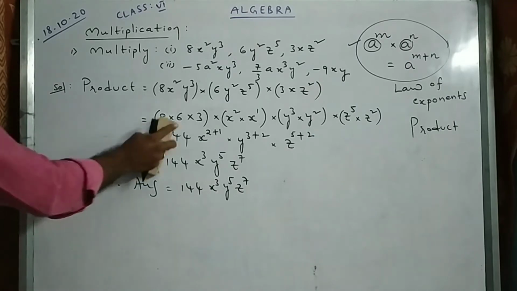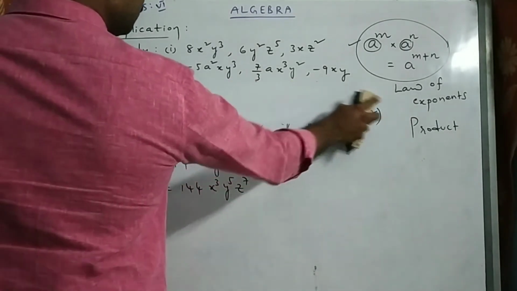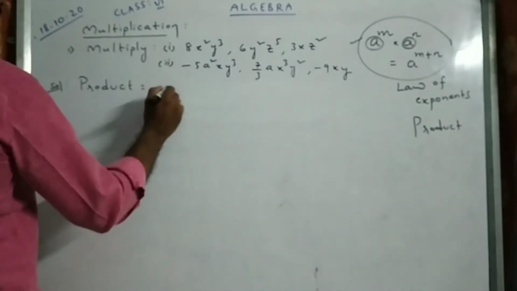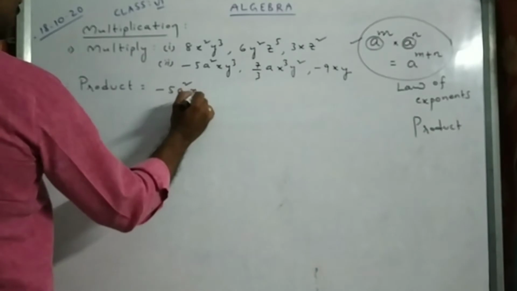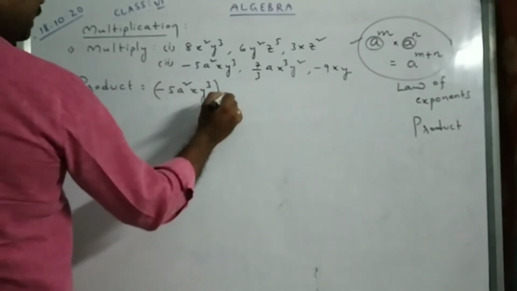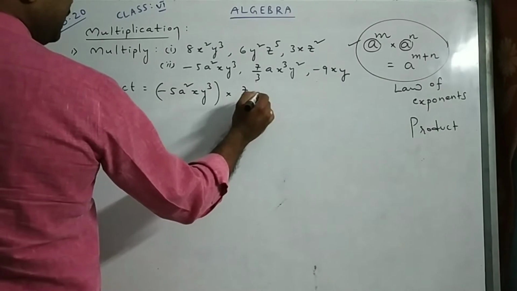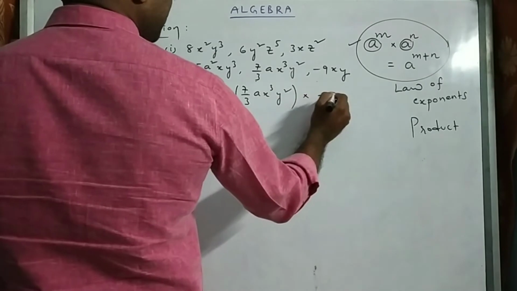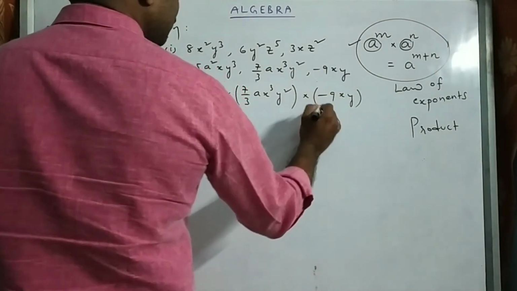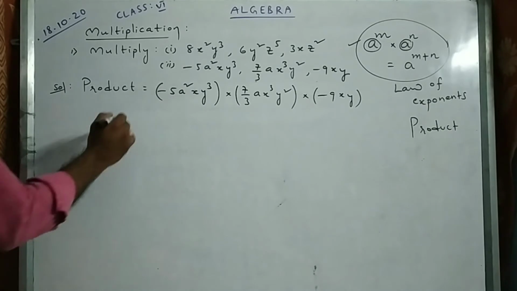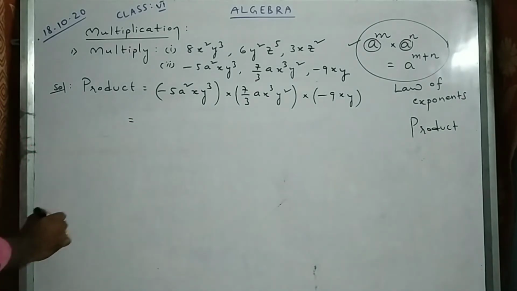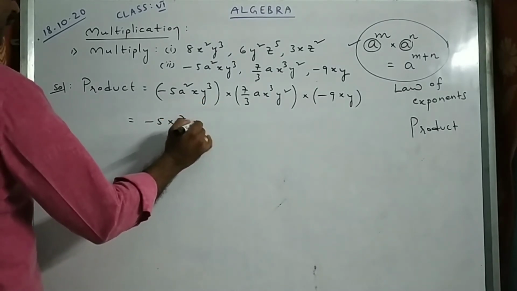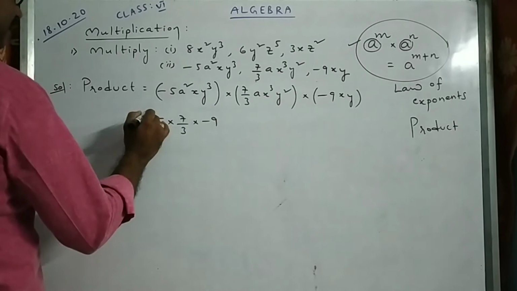Let us see one more. Second one. Just regroup the terms and multiply. Here also we will see: minus 5a square xy cube into 7 by 3 ax cube y square into minus 9xy. Okay, first multiply. Now regroup the terms. Constants you write together: minus 5 into 7 by 3 into minus 9 together.